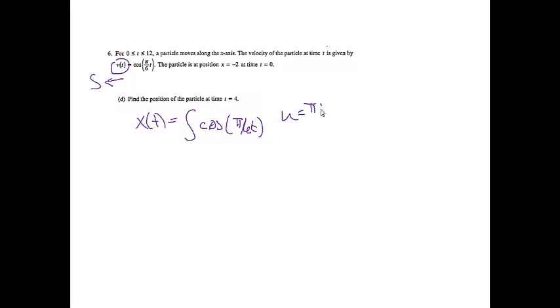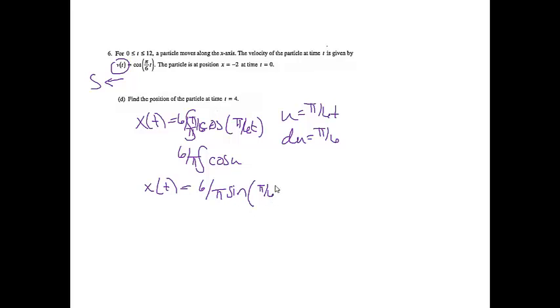So u is going to equal pi over 6t, which means du is equal to pi over 6. And I'm missing the pi over 6, so I'm going to put pi over 6 on the inside, 6 over pi on the outside. So I'm going to end up getting 6 over pi, the integral of cosine u. And I know the integral of cosine u is just sine, so we'll get 6 over pi sine of u plus c. Don't forget your plus c.